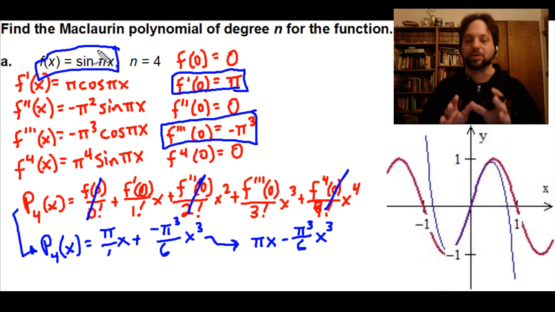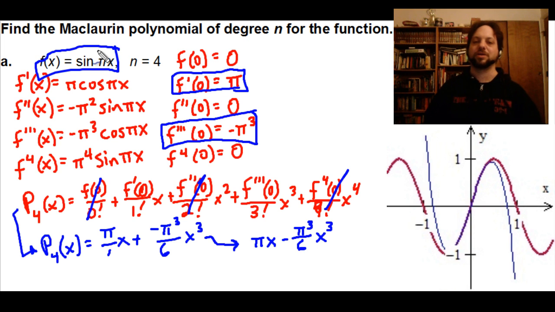Let's go ahead and take a look at one more example here, example B, in which we're only going to use a third degree Maclaurin polynomial, but we won't find any of the terms going to 0, so it actually will take a bit of work. Let's take a look.